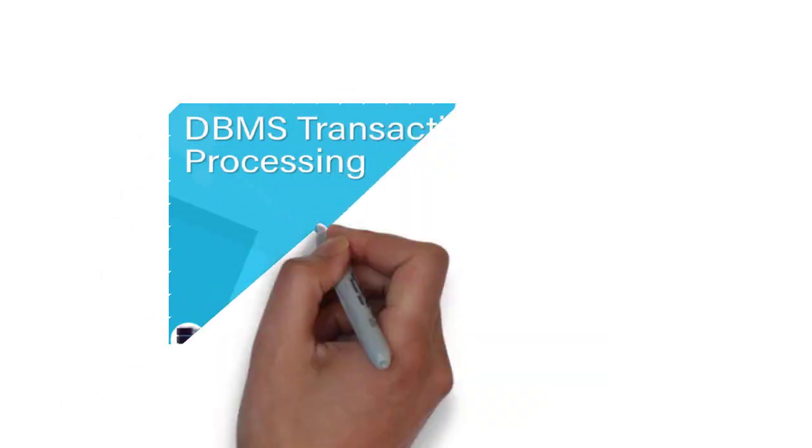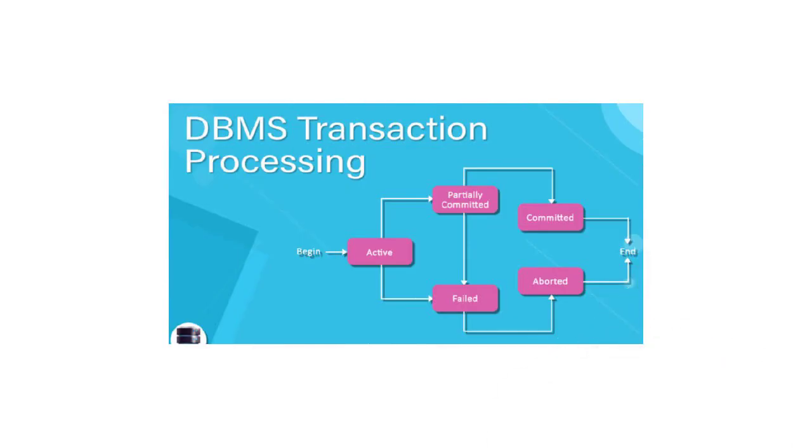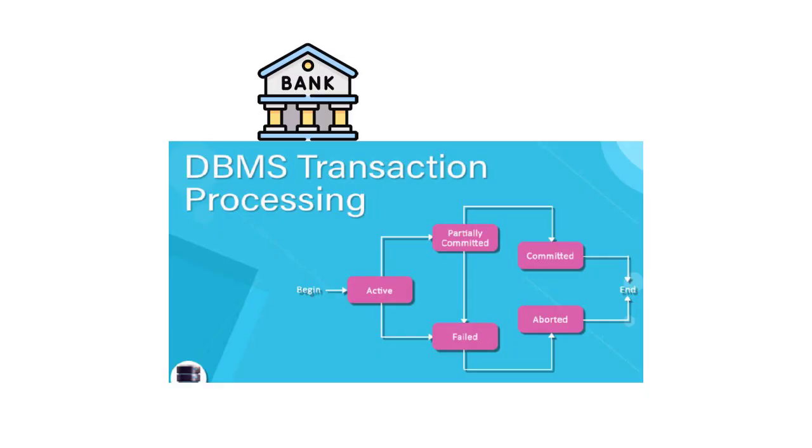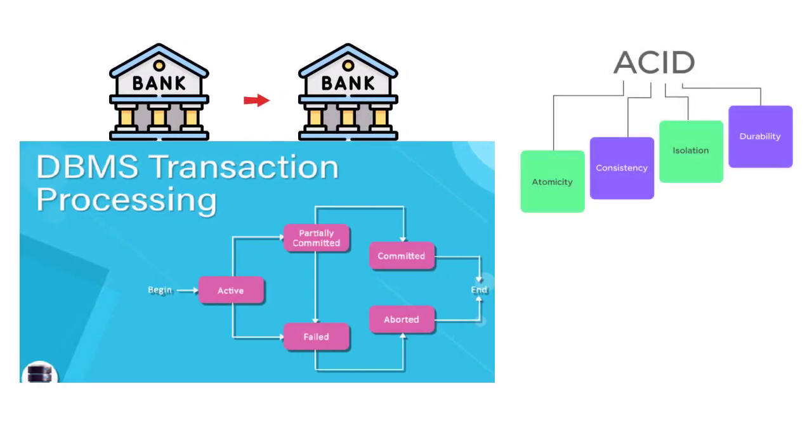In real-world systems, multiple users access and modify data simultaneously. To ensure reliability, DBMS manages everything through transactions, logical units of work, such as transferring money from one bank account to another. Every transaction follows the ACID properties.